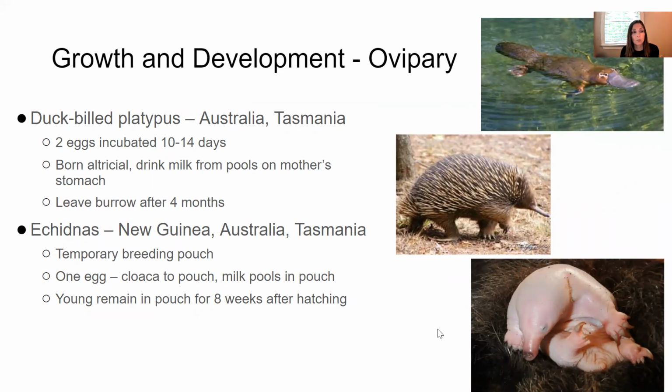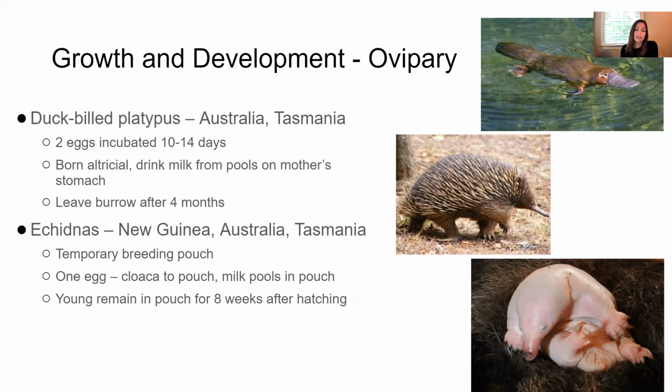Duck-billed platypus lays 2 eggs, incubates them for 10 to 14 days, and the young are born altricial. Remember, altricial means they cannot fend for themselves. This is super interesting to me. Monotremes do not have nipples, and so milk kind of seeps out of their skin, and it'll pool on the mother's stomach, and the young drink the milk off the stomach of the mother. After about 4 months of being in the burrow with mom, duck-billed platypus young will leave the burrow.